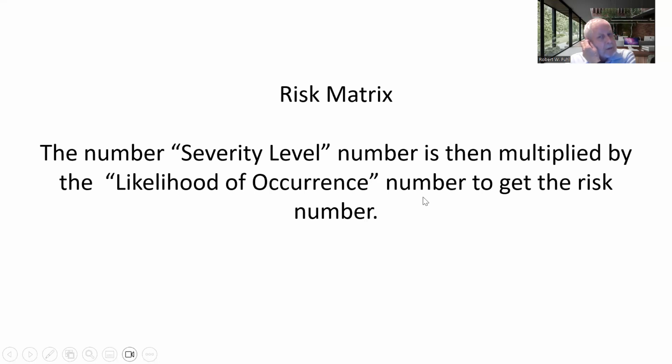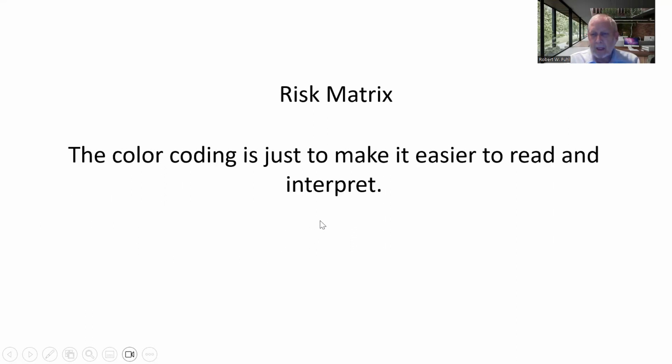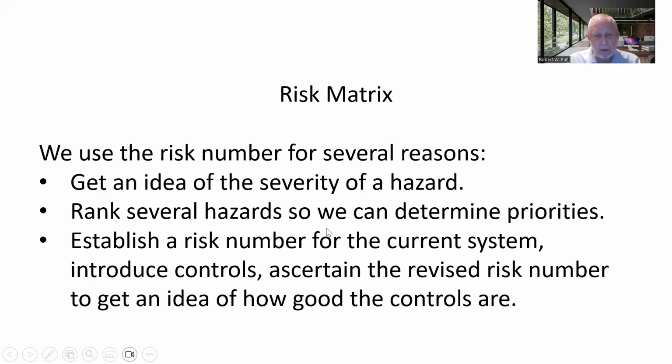The severity level number is then multiplied by the likelihood of occurrence number to get the risk number. So that's the bottom, the number we're looking for. Across the bottom of the chart, the risk numbers are ranked: 15 or greater, very high risk; 10 to 14, high risk; 5 to 8, moderate risk; 1 to 4, low risk.